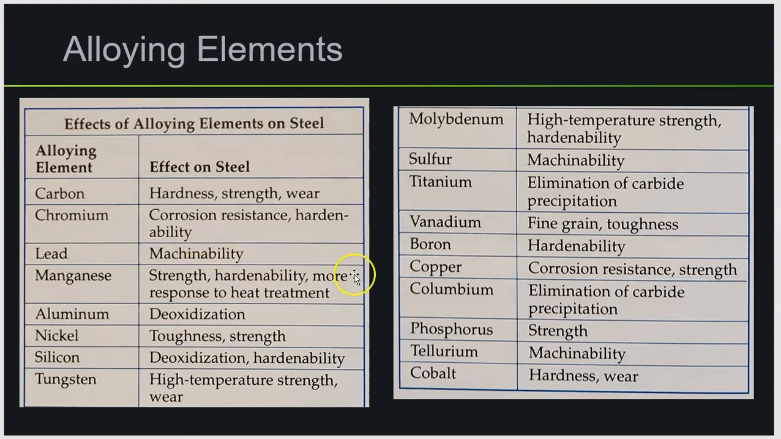Let's take one more. Let's say copper. If we start adding copper in trace amounts, it's going to have an effect on steel by increasing its resistance to corrosion. So if the steel that you're working on is going to be exposed to chemicals, this is going to help that steel hold up to corrosion that would be caused by those chemicals.